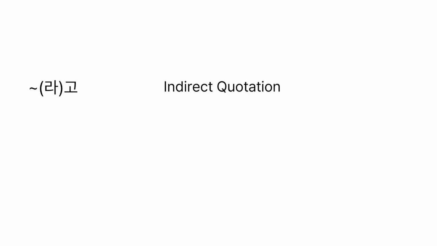And the other one is something something 고. 고 is used for indirect quotation. 라고 is used with the sentence that have a linking verb, and 고 is used for other sentences. Let me show you some examples.